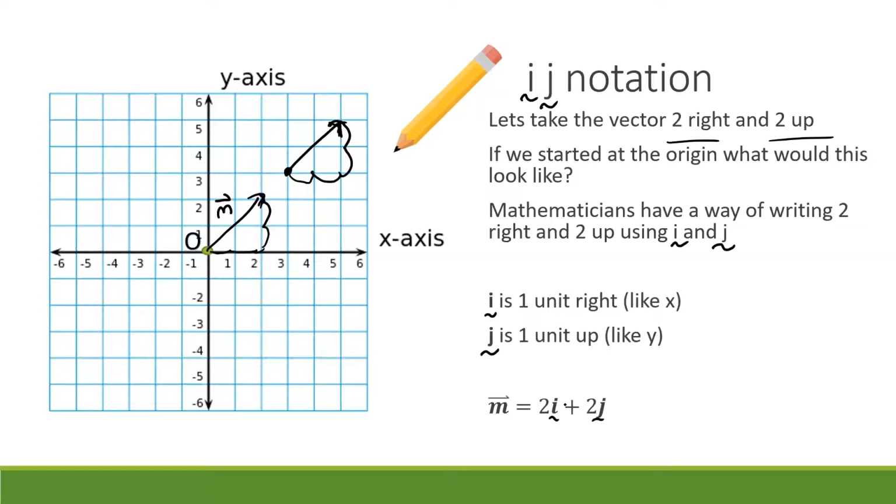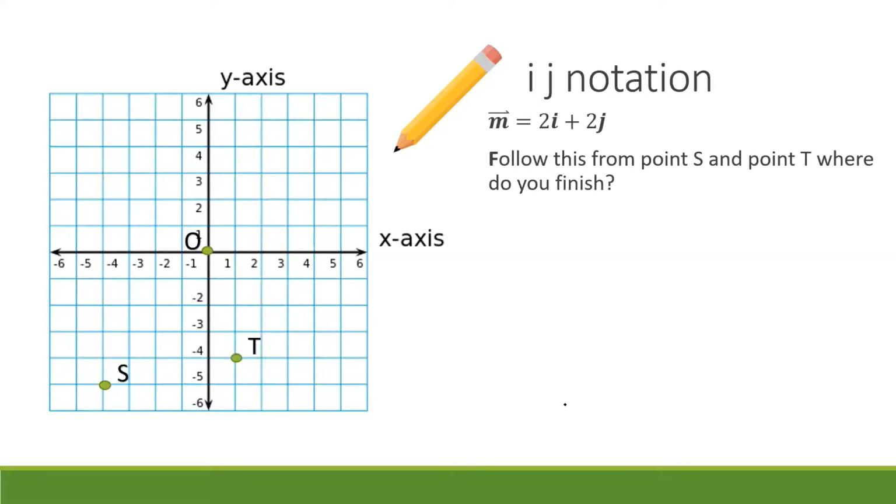That's okay. We're going to jump to the next slide. We're going to look at this 2i plus 2j. We're going to follow that from point S and point T. Can I get you guys to add point S and point T to your Cartesian graph that you drew before?